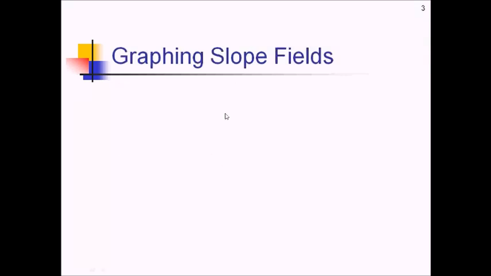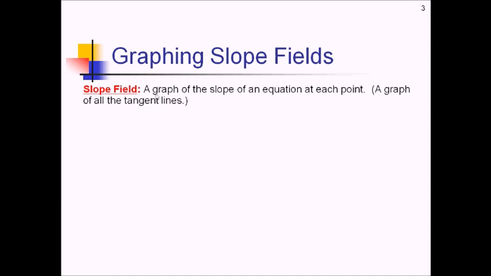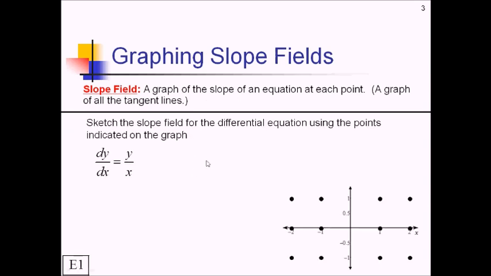To start off, let's define what a slope field is. We've seen this before, but the official definition: a slope field is a graph of the slope of an equation at each point. So in other words, a graph of all the tangent lines. For example, let's see if we can sketch the slope field for this differential equation using the points that they've indicated here on the graph.